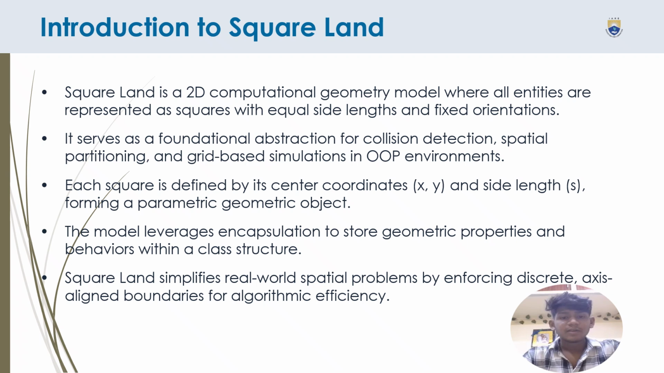Each square is defined by its center coordinates x, y and side length s, forming a parametric geometric object. The model leverages encapsulation to store geometric properties and behavior within a class structure. Square Lane simplifies real-world spatial problems by enforcing axis-aligned boundaries for algorithmic efficiency.